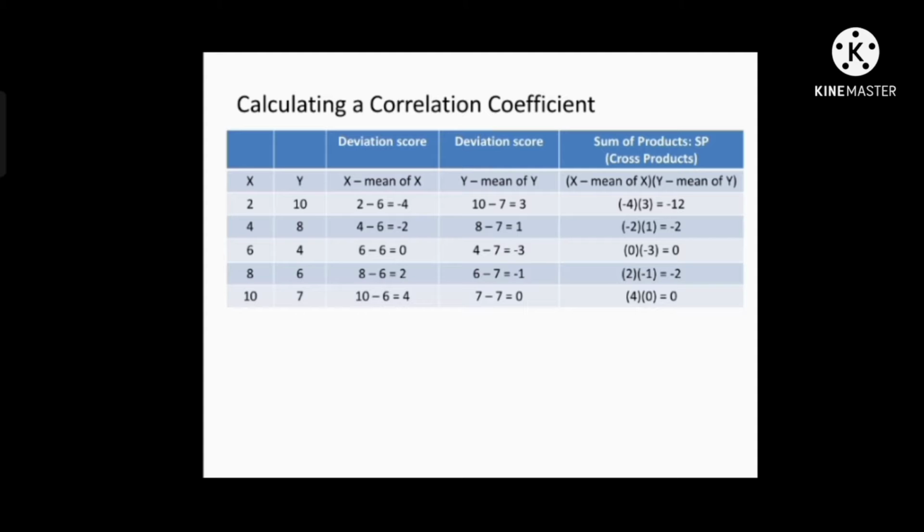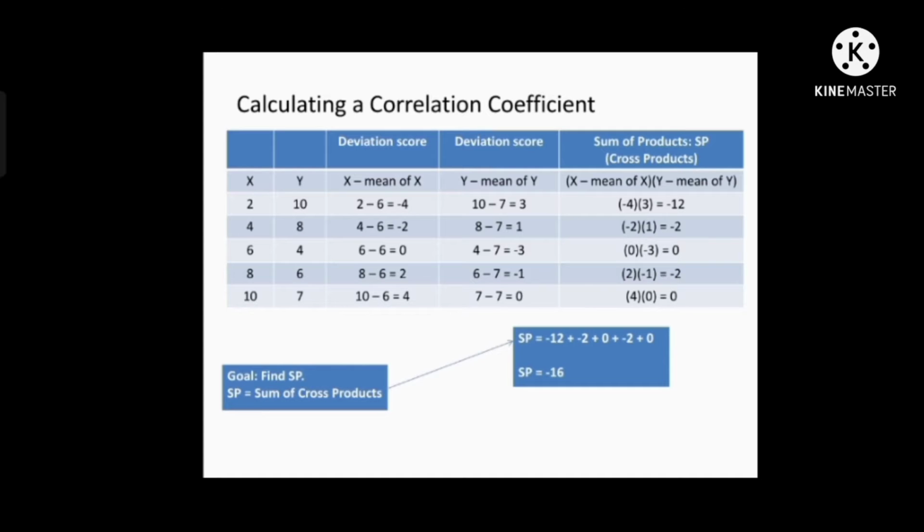So proceed. The deviation score of x is 2, and the deviation score of y is negative 2. So 2 times negative 1 equals negative 2. And the last is the deviation score of x, 4, multiplied by the deviation score of y, 0. So 4 times 0 equals 0.